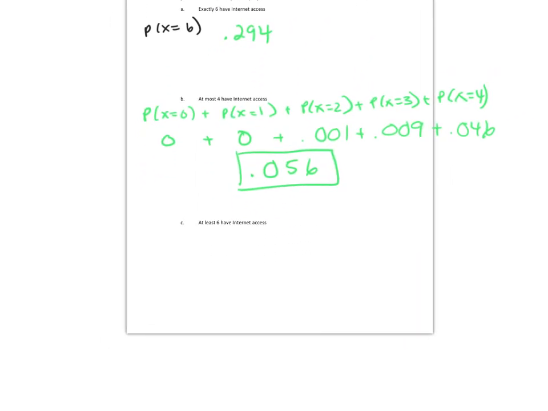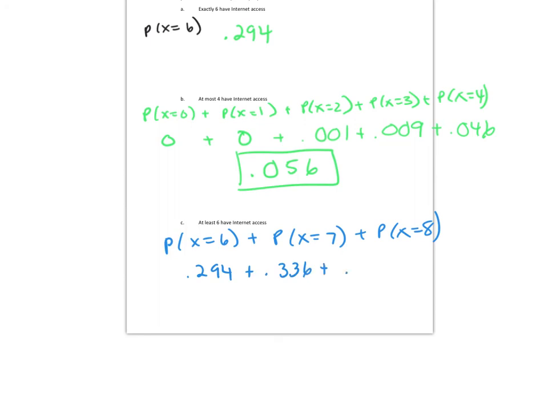At least 6. What's n? N is 8. That would be the probability of at least 6. That would be x equals 6 plus x equals 7 plus x equals 8, all the way up to n. 6, 7, 8. Let's go back and look: 0.294 plus 0.336 plus 0.168. And that gave me a total probability of 0.798. So the probability that at least 6 of the homes have internet access is 79.8%.